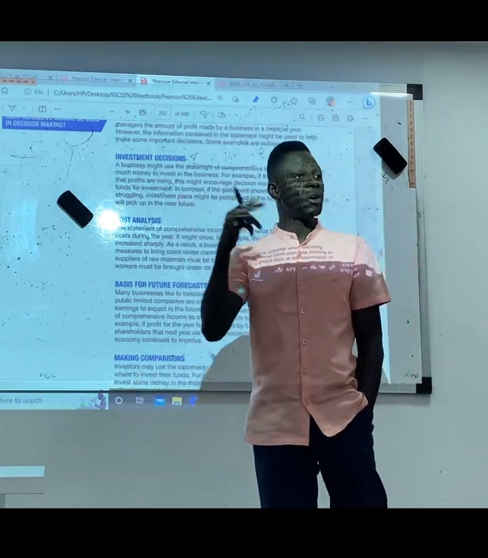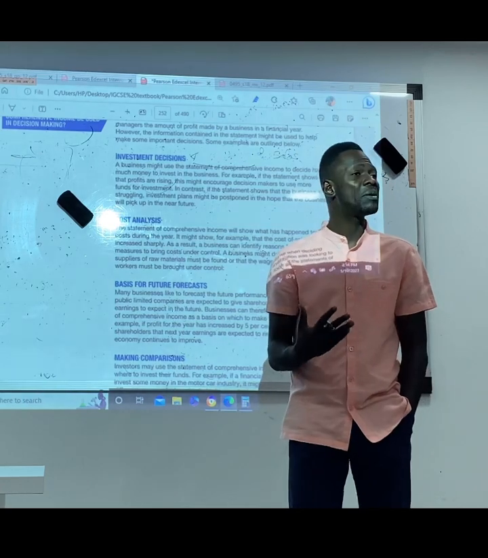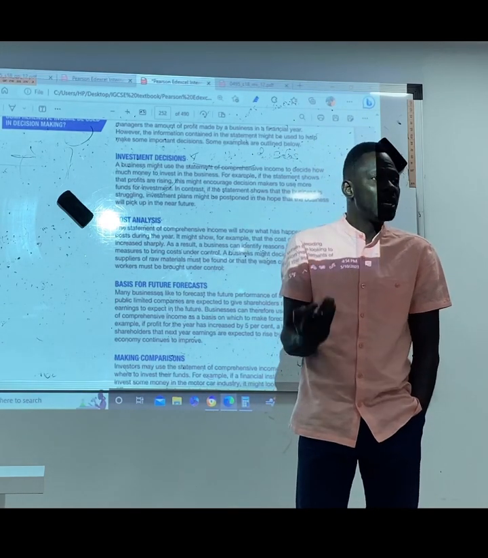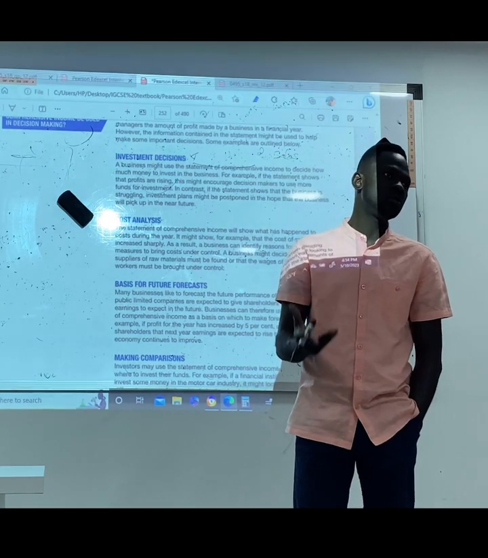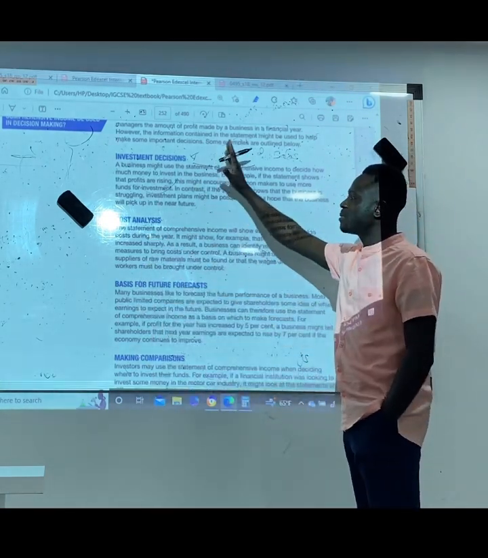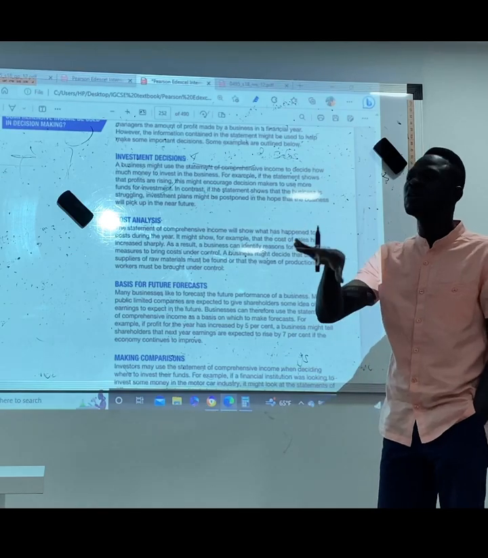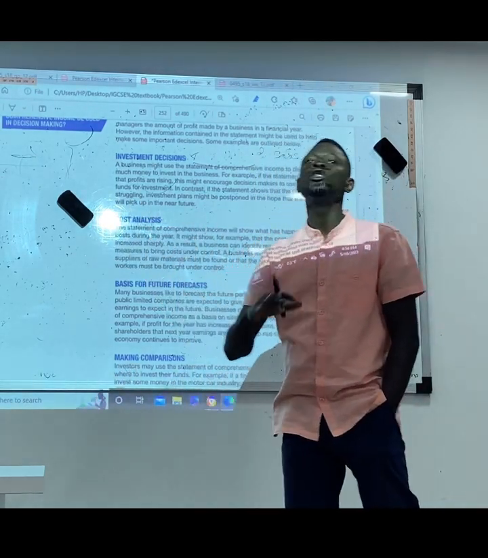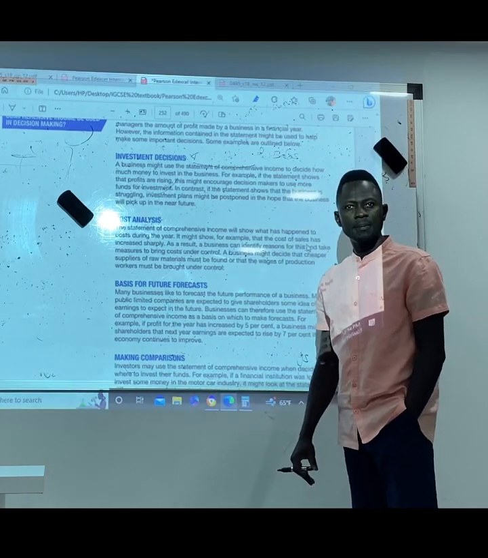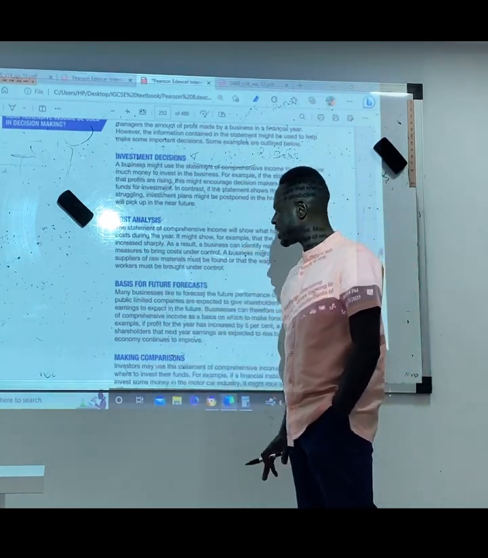Yes. And if it's the other way around, if the business is not making profit, that might discourage the owners of the business from putting so much money into the business. Do you understand the investment decision here? Yeah. It's about funding the business, to put more money into the business or not to put. Is it clear?